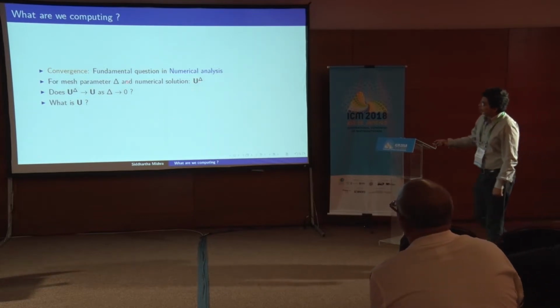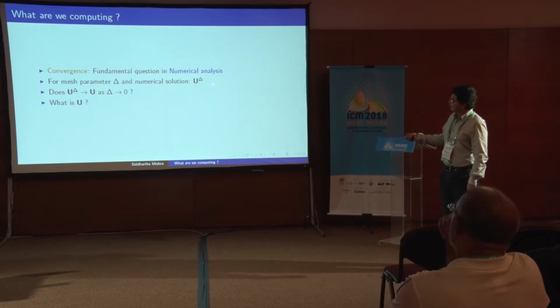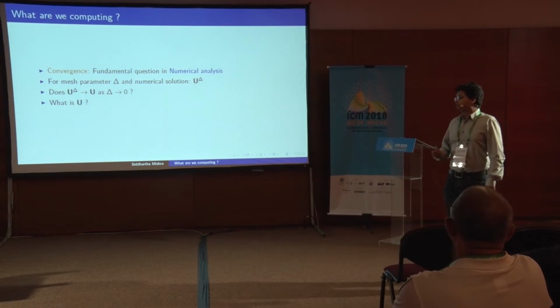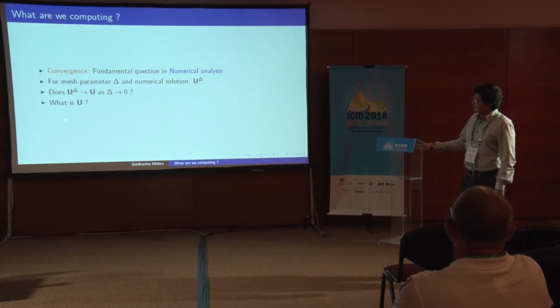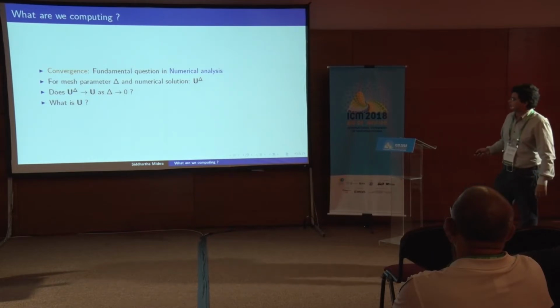So if I label all my mesh parameters by delta and call the numerical solution U delta, the question is what happens as delta goes to 0? Does U delta converge? If it does so, in what topology? And what does this limit satisfy? How does this satisfy the equation? This is a fair question to ask.